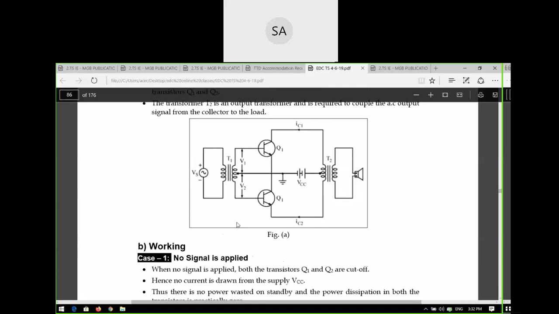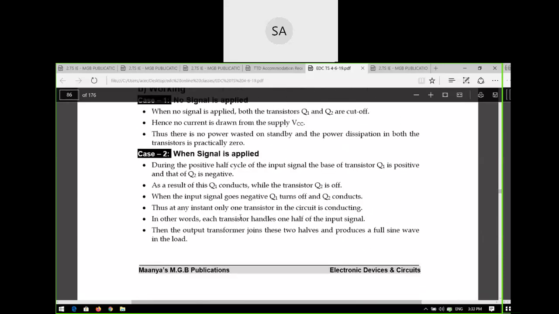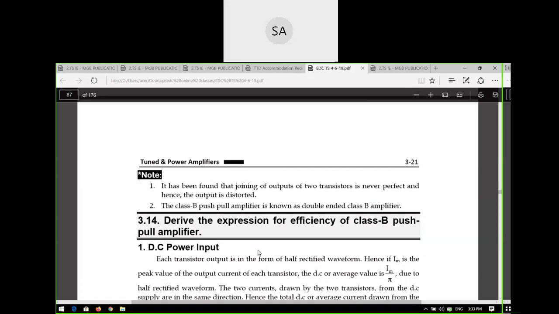Is it clear or not? Whenever the positive half cycle is given, this one is on and this one is off. Then in the negative going cycle, this one is on and the other is off. Thus at any instant only one transistor in the circuit conducts. In other words, each transistor handles one half of the input signal. Then the output transformer joins these two halves and produces a full sine wave.